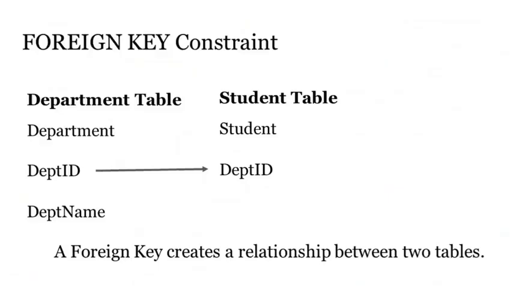The next type of constraint is the foreign key constraint. A foreign key creates a relationship between two different tables. Here we have a department table and a student table. Every student belongs to a department, so we first created the department table, and we need to show the relationship between the student and the department table. So the common attribute we need to select is department ID.